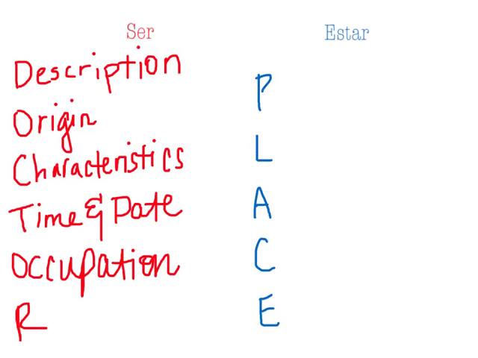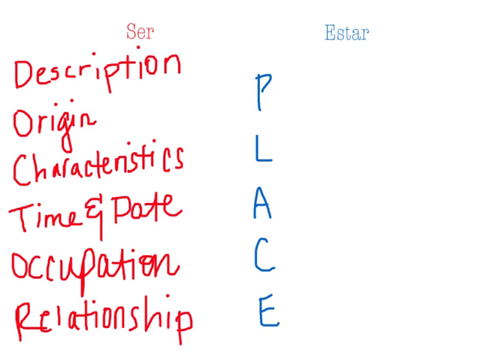It's more permanent. I am a teacher. He is a lawyer. She is a doctor. And then the last thing that we want to talk about again that we mentioned on this last page and last chapter is relationship. Es mi madre. She is my mother. Son mis hermanos. They are my brothers.